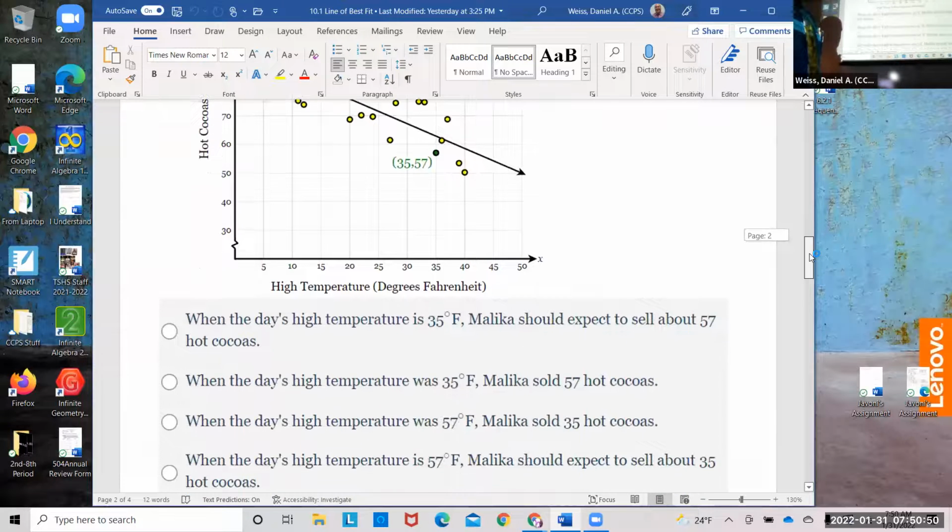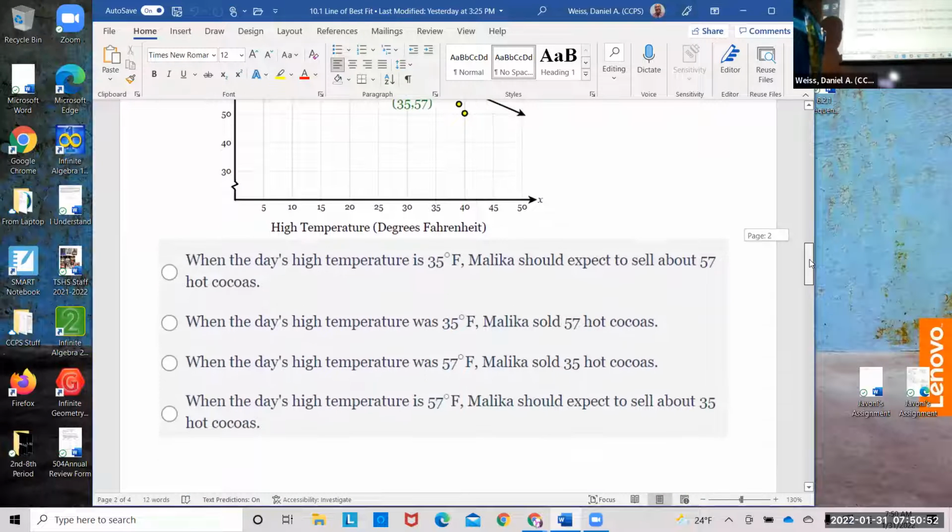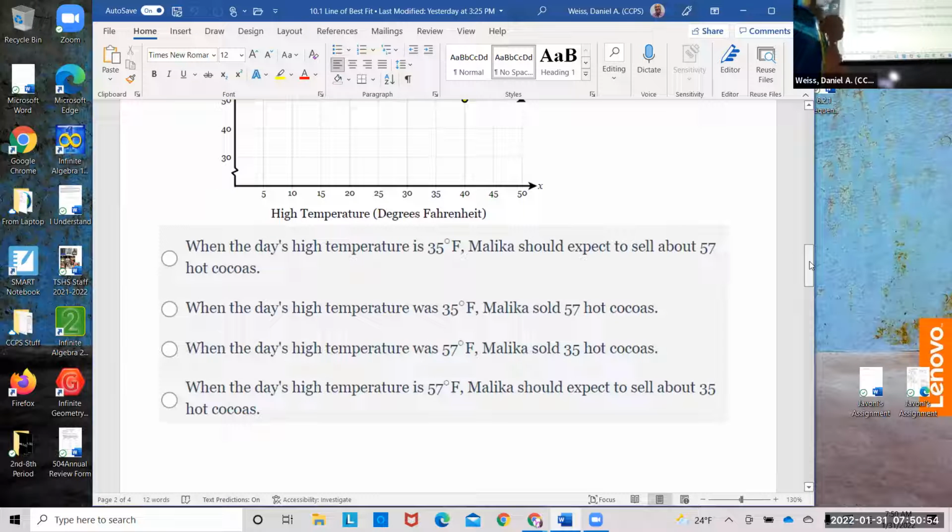So here, at 35 degrees, she sold 57 hot cocos, right? It says when the day's high temperature is 35, Malika should expect to sell about 57 hot cocos. I think that's the answer, right? When the day's high temperature was 35, Malika sold 57 hot cocos. Wait a minute.